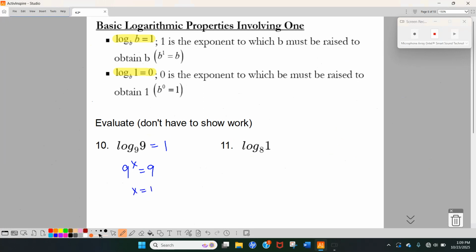All right, the next one is anytime the argument is 1, the exponent had to have been 0. So log base anything of 1 will always equal 0 because 0 is the exponent that gives 1 as an answer. So again, down here, if we're thinking 8 to what power is 1, well, the exponent that gives us 1 as an answer is 0. So we have an answer of 0.